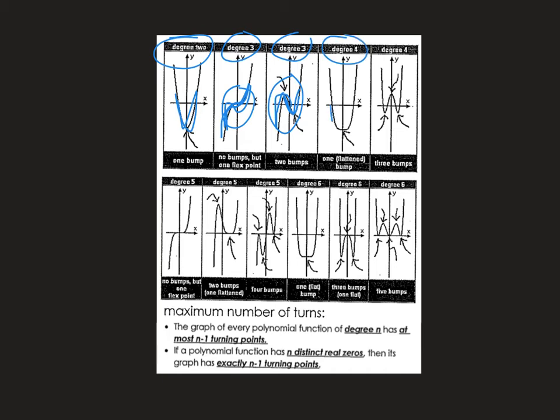Degree 4, all right, may see a flat turn like that, one big flattened bump, or you may see 1, 2, 3 turns. So again, the maximum number of turns is going to be n minus 1, but it doesn't guarantee that I will always have n minus 1. For instance, 4 minus 1 is 3. I didn't see 3 turns here. I saw one big flat one.